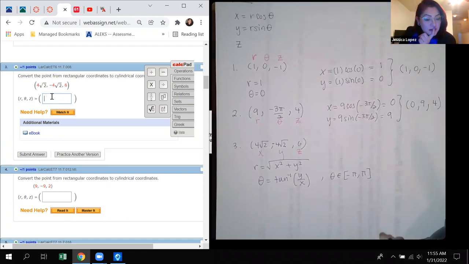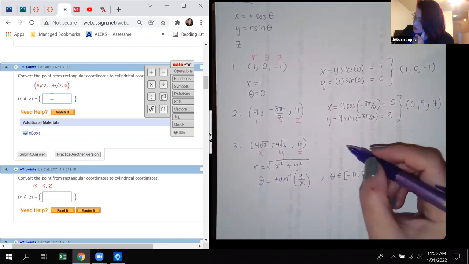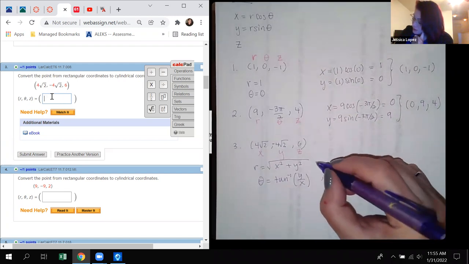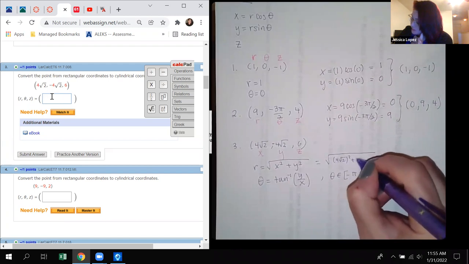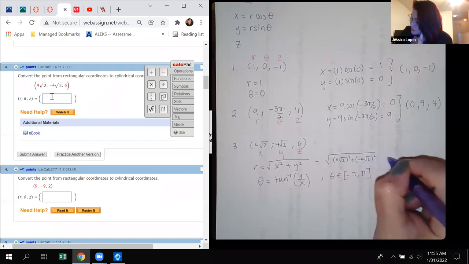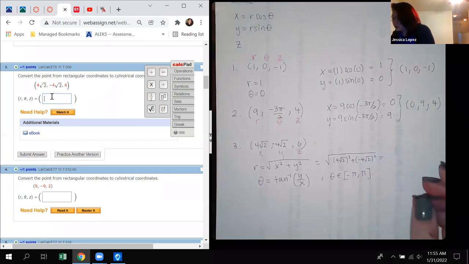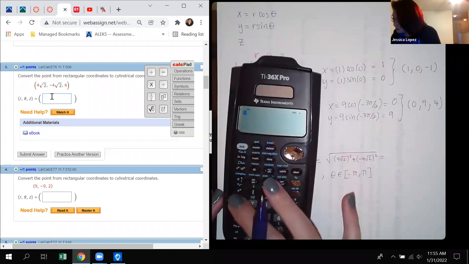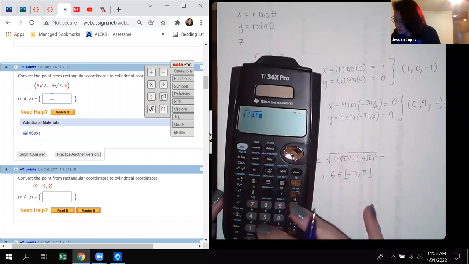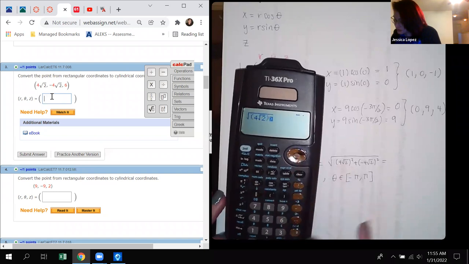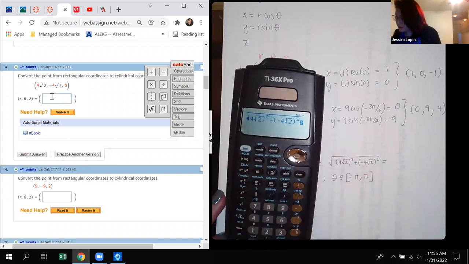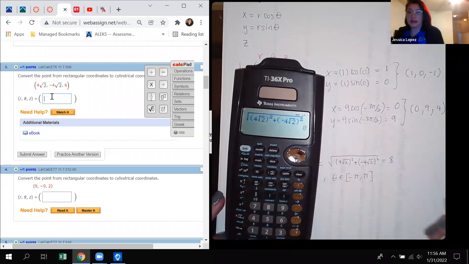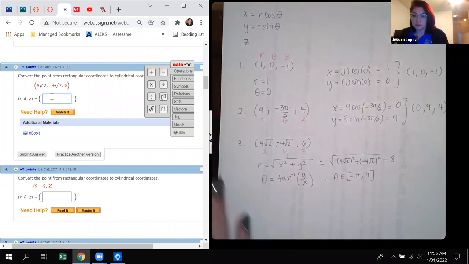So let's go ahead and look at this. If I want to find r, that's going to be the square root of (4 square root of 2) squared plus (negative 4 square root of 2) squared, which I can type in my calculator and it should reduce it for me. Square root, parentheses, 4, square root of 2, close that and square it. Plus parentheses, negative 4, square root of 2, close the parentheses, square it. And it tells me it's just a nice 8. Well, that's nice. Sometimes it's not so pretty.